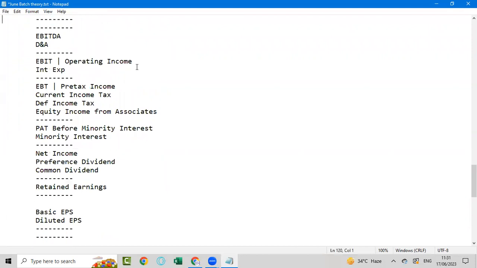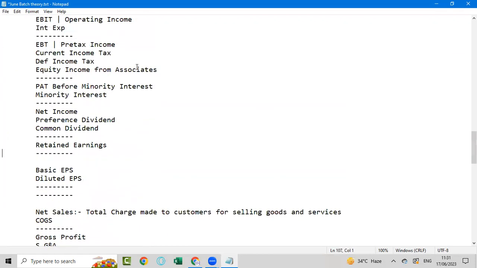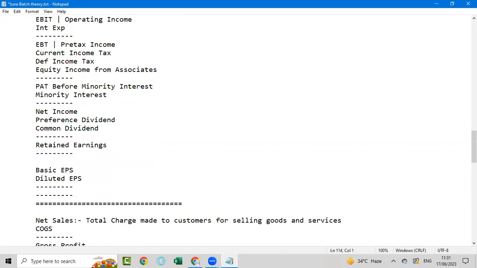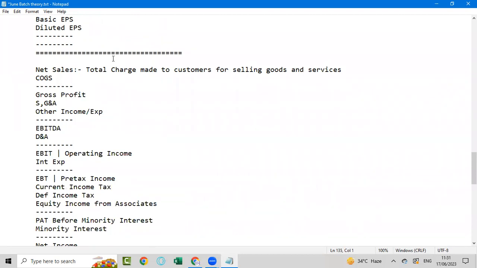Above was the income statement, but I will be writing a lot of things, so the format will be disturbed. So I have to copy this. Total charge made to customers for selling goods and services during the period. So whatever products and services you have sold to your customers, what is the worth of that? What is the billing? Clear?